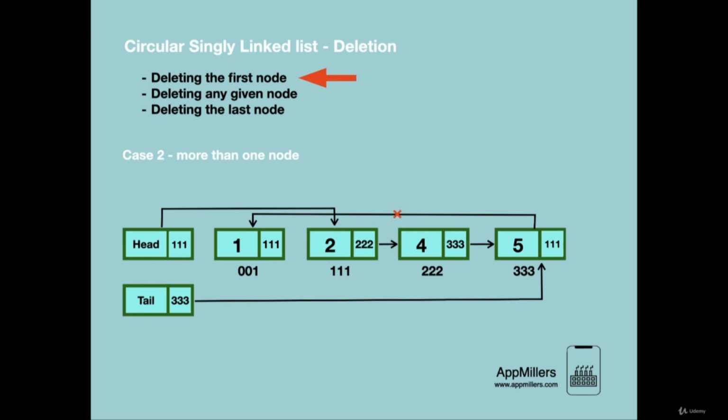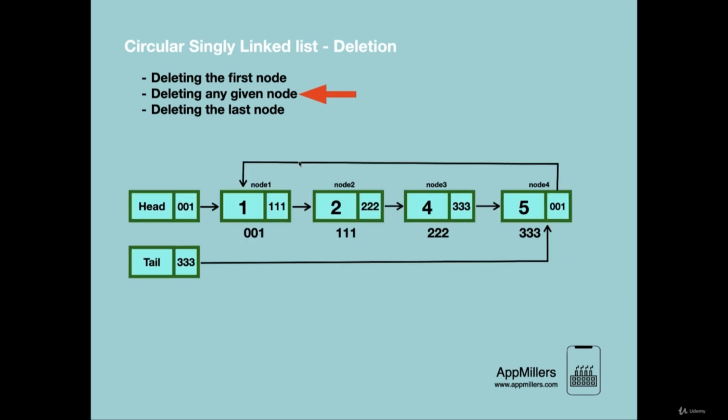So when we update the last node's reference, it creates a link between last node and here and deletes the link from last node to the first node. So the link is created over here. Now the first node over here becomes eligible for garbage collection. So the garbage collector comes and destroys this. So with this, deleting of a node from circular single linked list in which we have more than one node is complete. So let's continue to the next case over here, which is deleting any given node from the circular single linked list.